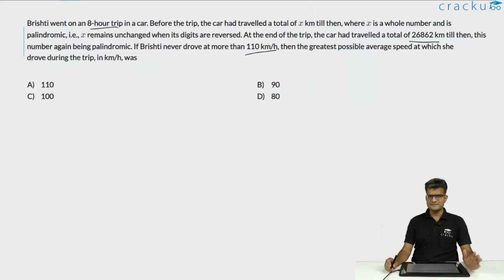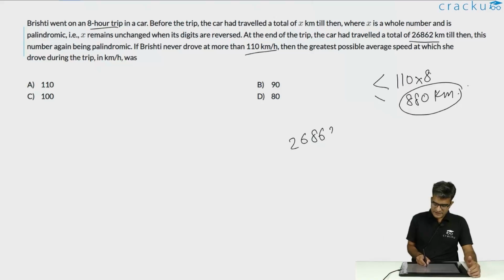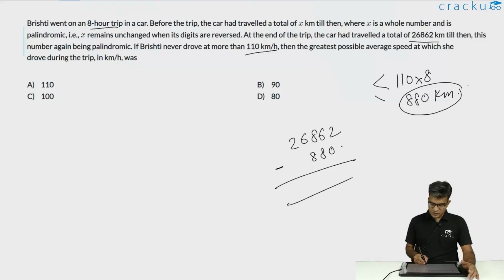What does this imply? This implies that the total distance that is traveled has to be less than or equal to 110 into the time, which is 8, which is 880. So the total distance that she traveled in this trip cannot be more than 880. So what would this imply? At the start of the trip, the reading has to be, this is the reading at the end. So the start has to be greater than this. This would be 2, this is 8, this is 9, this is 5, and this is 2.